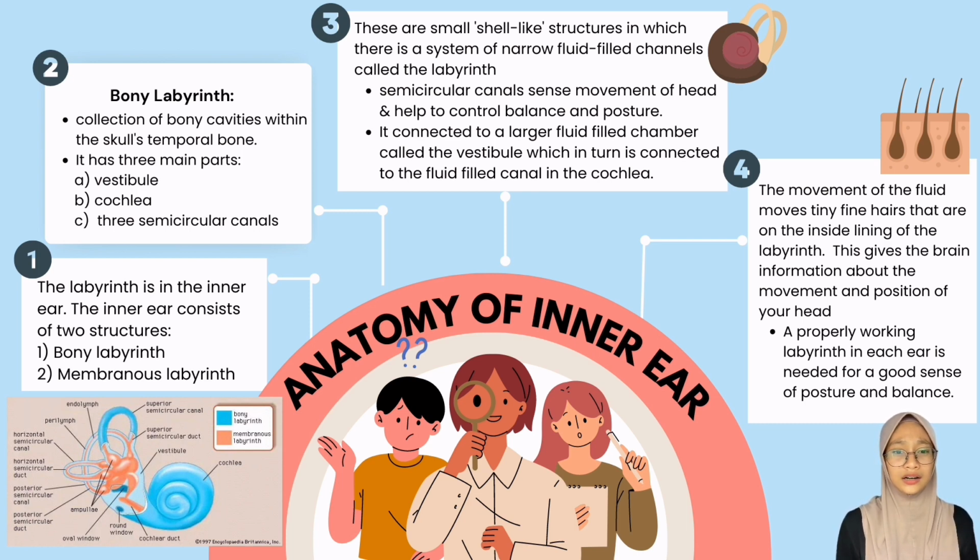The semicircular canals are connected to a larger fluid-filled chamber called the vestibule, which in turn is connected to the fluid-filled canal in the cochlea. So when we move our head, the fluid in the labyrinth within the semicircular canal will move too. This movement of the fluid will move the tiny fine hairs that line the inside of the labyrinth. When the hairs move, this will trigger a nerve message to be sent to the brain via a nerve called the vestibular nerve. So this will give our brain information about the movement and position of our head. However, a properly working labyrinth in each ear is also needed for a good sense of posture and balance.